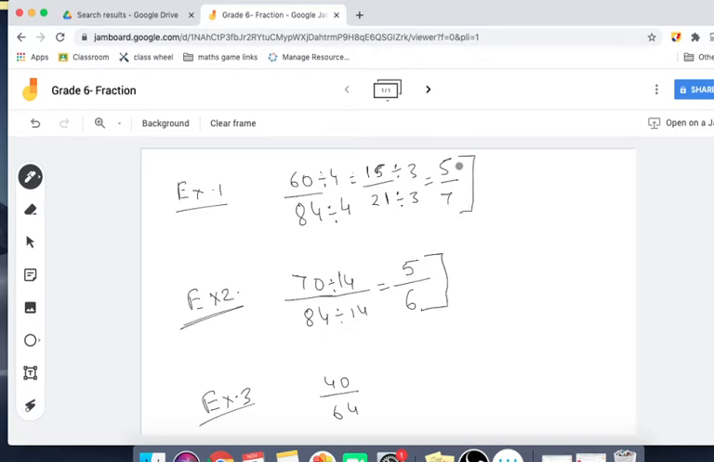In any table, 5 and 6 do not come together. So in the table of 5 you will get 5, in the table of 6 you will get 6. Here also 5 is a prime number. Okay, so let's move further. Solve example 3 in the next 40 seconds.